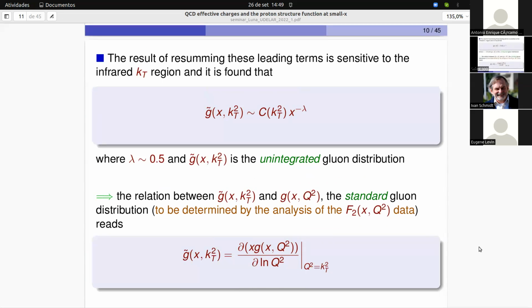That's one thing. The other thing: if you look at the behavior of the unintegrated gluon distribution, we know from BFKL that the behavior can be parameterized, and is given by this. This is predicted by the BFKL. We have new results today that lambda is not exactly 0.5, but even today we have a behavior very similar to this kind of behavior.